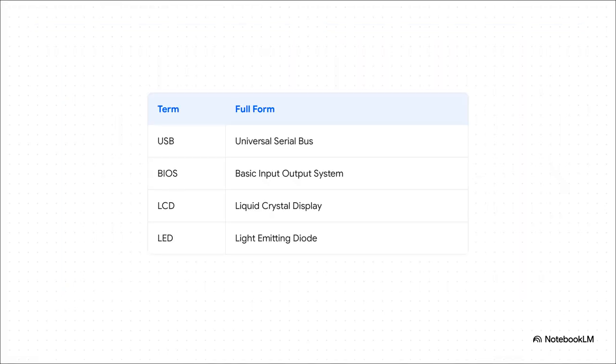Rounding out the hardware side, we have the externals you interact with literally every single day. That USB, the universal serial bus that we all probably try to plug in upside down on the first try, right? Then there's the invisible BIOS, the basic input-output system, waking everything up and making sure your hardware is actually talking to your software. And of course, the screen displaying it all is likely an LCD, a liquid crystal display, or maybe an LED, a light-emitting diode. See? Just like that, the physical machine is no longer a mystery.